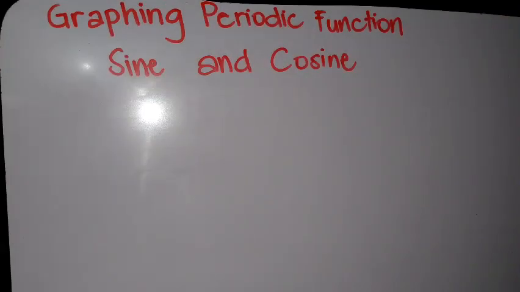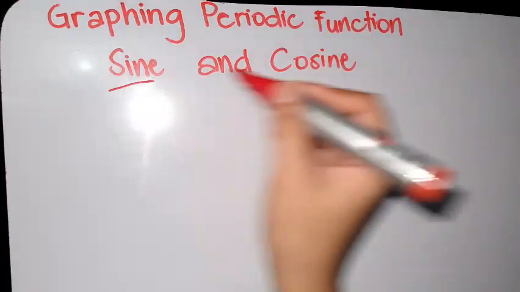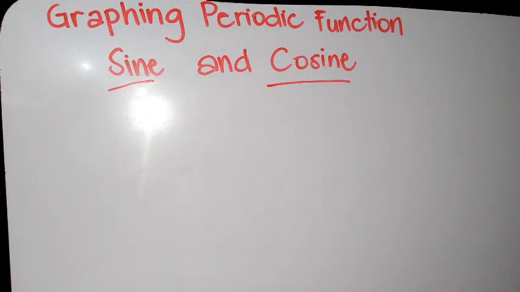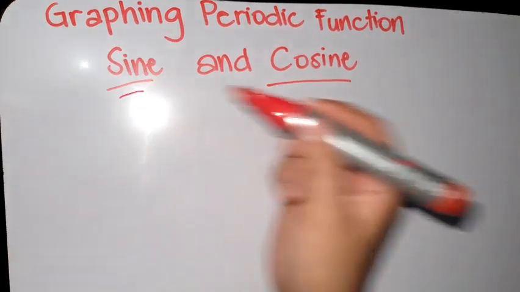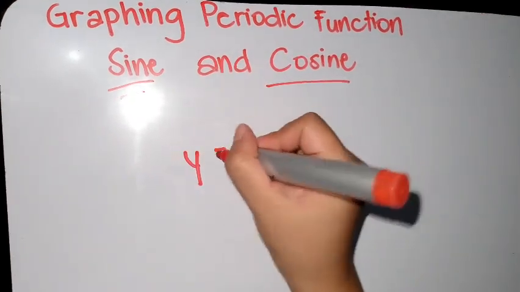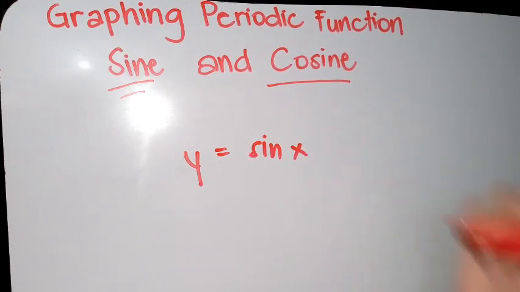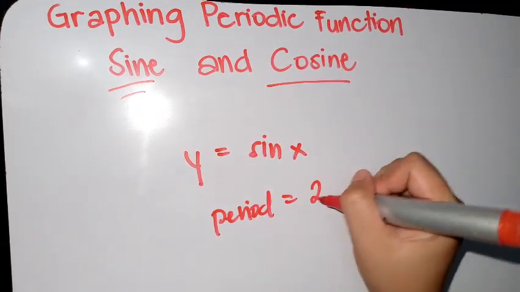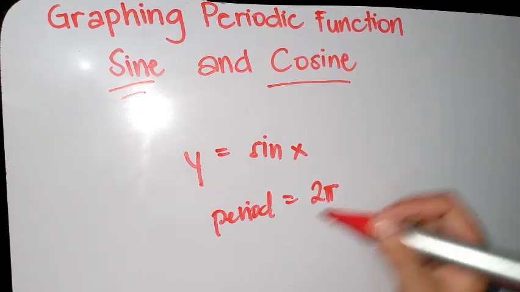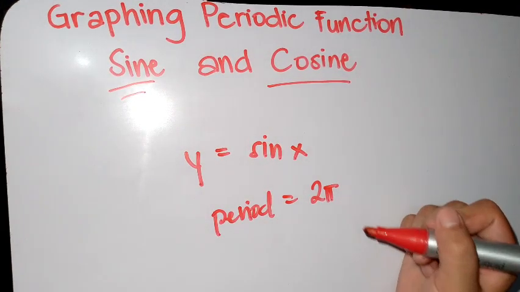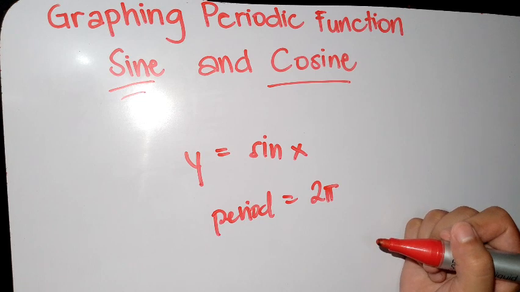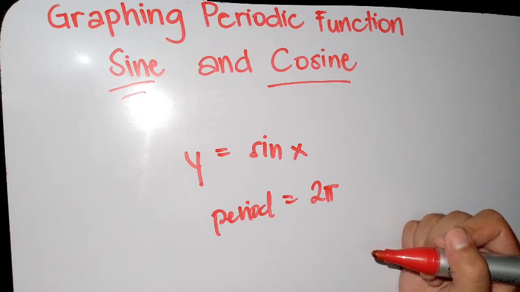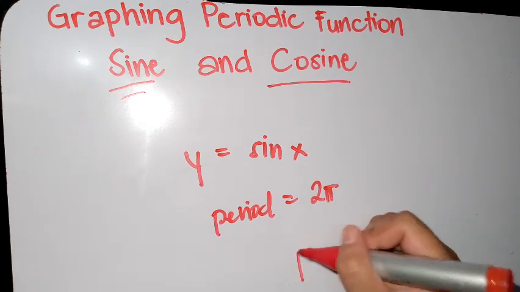To each and every one. Now we're going to talk about how to graph a periodic function of sine and cosine. But first, we're going to focus on how to graph sine in the form of y equals sine x, wherein the period is equal to 2 pi. Now, one period is equivalent to one cycle of the graph.